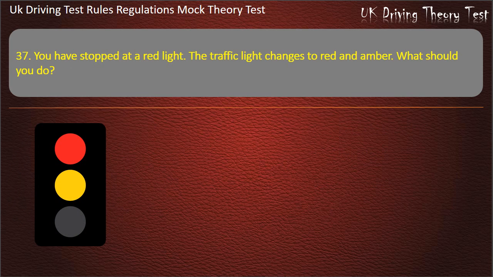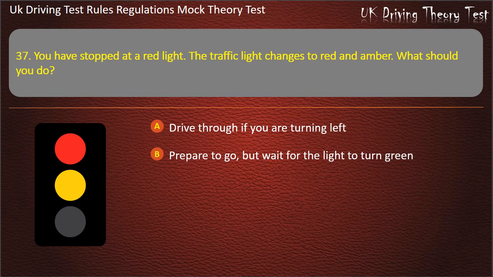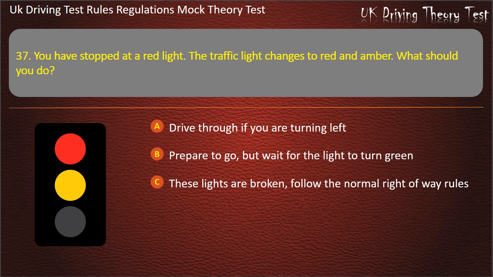Question 37. You have stopped at a red light. The traffic light changes to red and amber. What should you do? Drive through if you are turning left. Prepare to go, but wait for the light to turn green. These lights are broken, follow the normal right-of-way rules. Drive through. Answer. Prepare to go, but wait for the light to turn green.